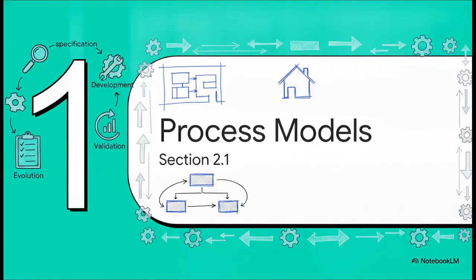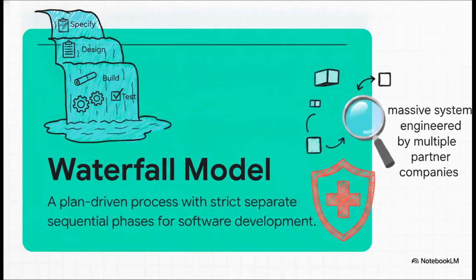Okay, moving right along, let's dive into Section 2.1, Software Process Models. You can think of a process model as sort of a simplified blueprint that organizes all those activities we just talked about. The very first model we need to discuss is the classic waterfall model. This is a plan-driven process where the fundamental activities are represented as strictly separate sequential phases. It's literally like water cascading down a series of steps. You specify, then you design, then you build, then you test.